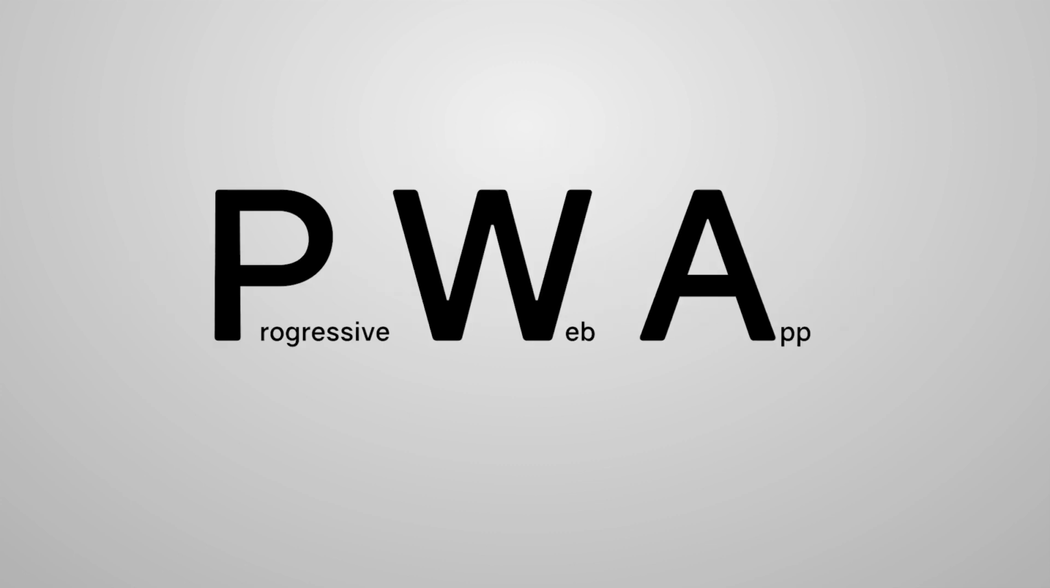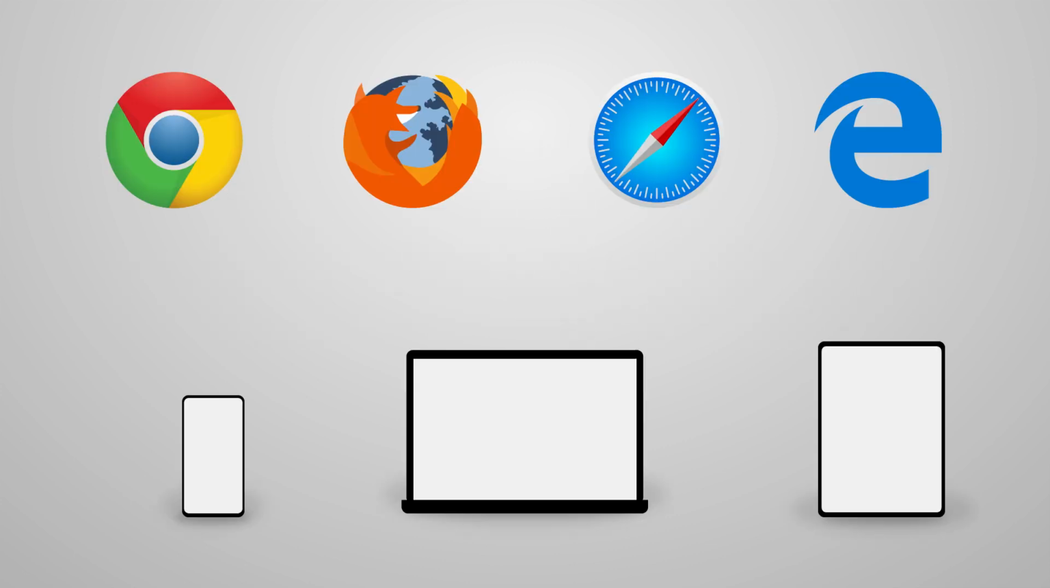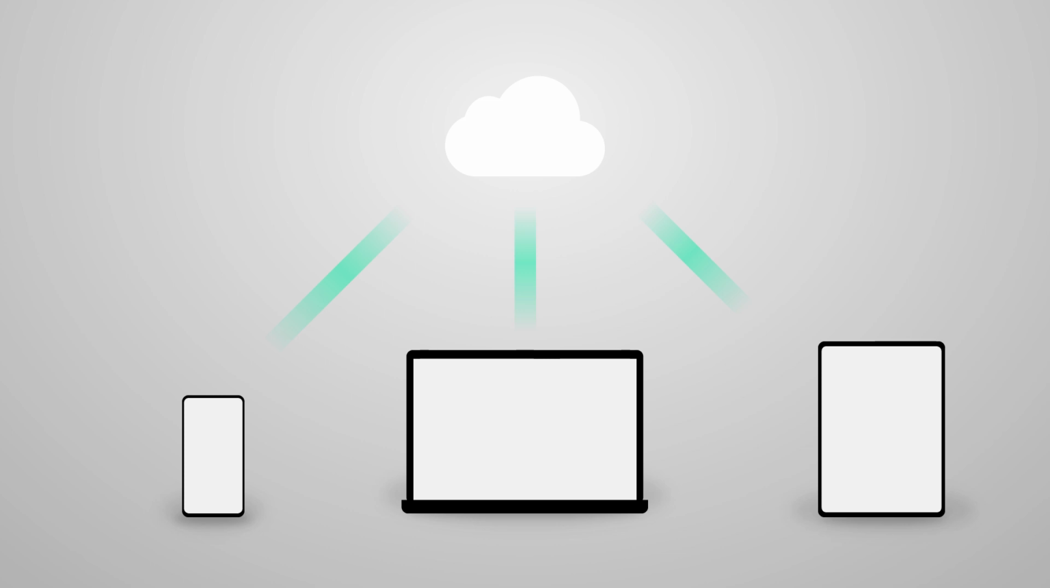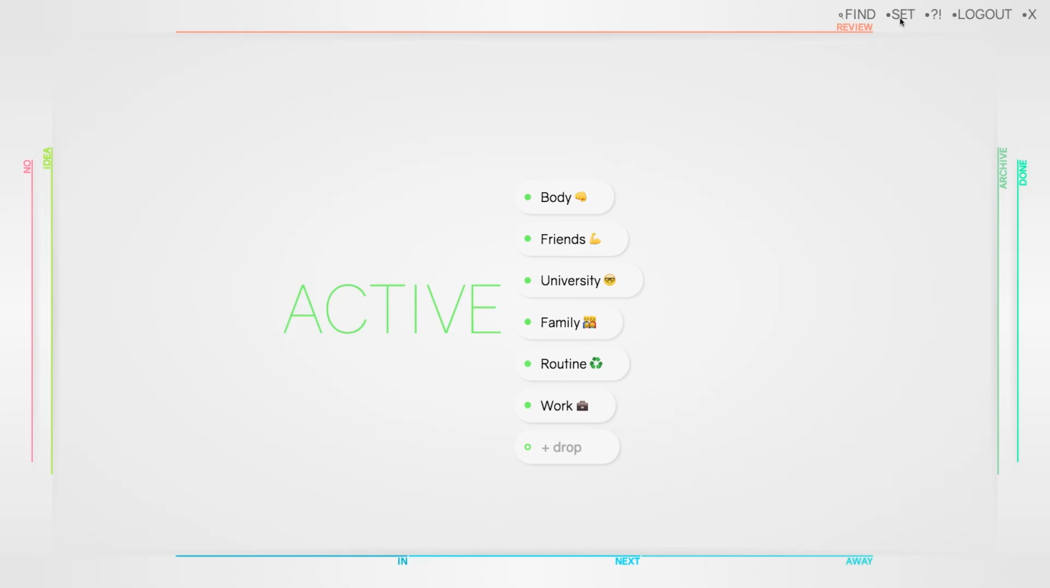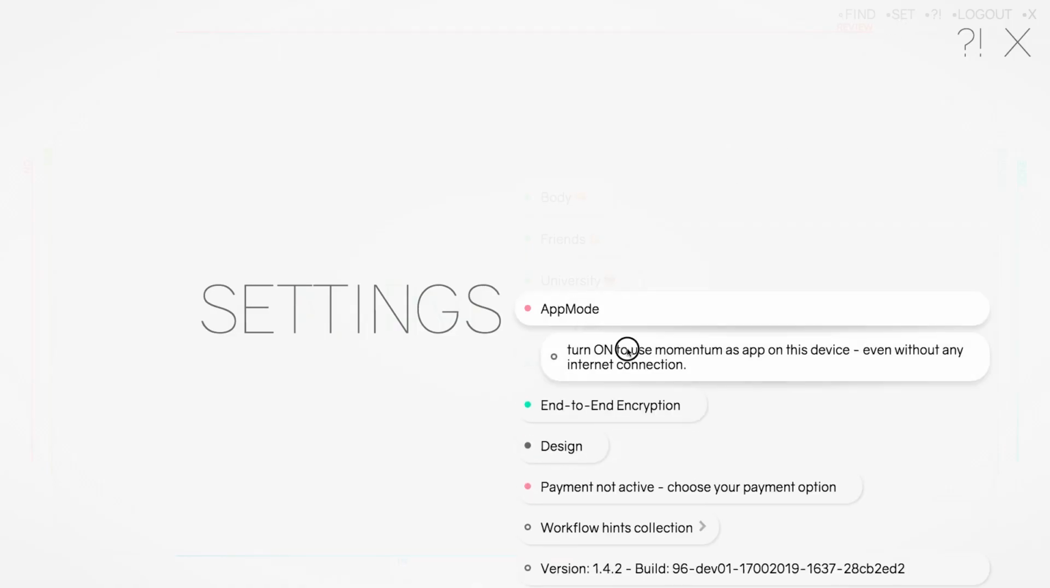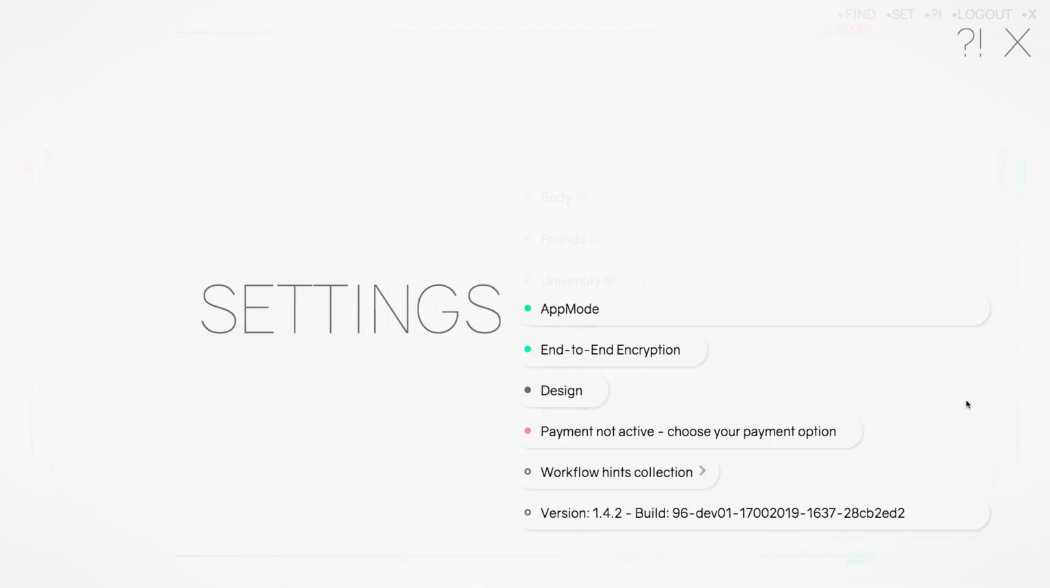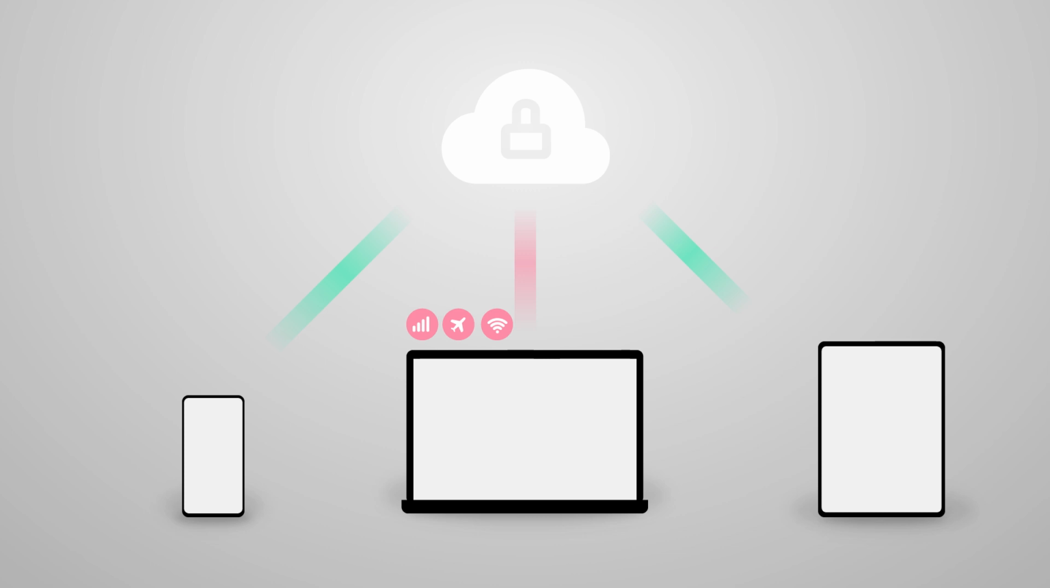Momentum is a progressive web app designed to work on all your devices with a browser. The beauty of progressive web apps is their offline capability. If you're a lot on the road with your laptop, for example, it's as simple as activating the app mode and you can enter Momentum regardless of your internet connection. Changes will be saved in an offline database and sync automatically the next time you're back online.